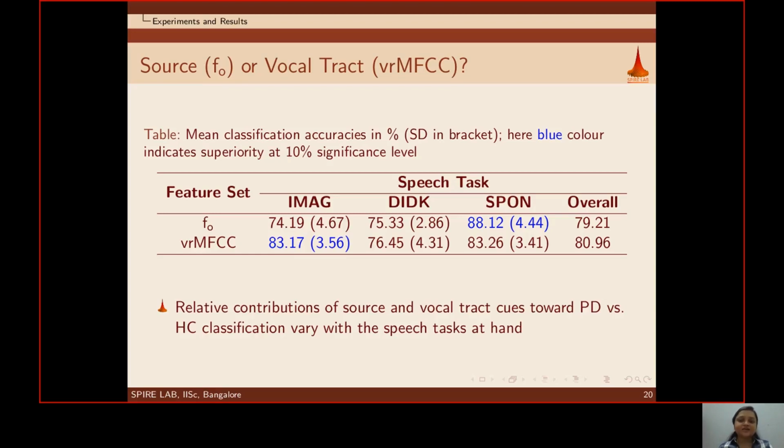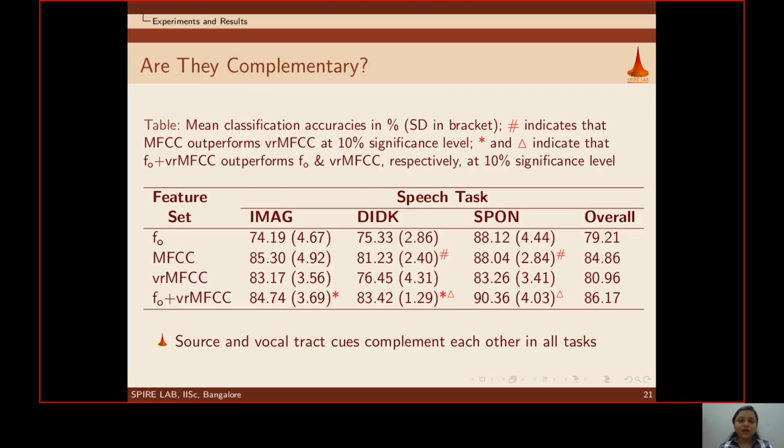Lastly, for the DIDK task, both source and vocal tract features achieve a similar level of classification performance. This might be due to the fact that DIDK is an artificially crafted speech task and it attempts to put similar weightage on both source and vocal tract information. So we see that the relative merit is task dependent.